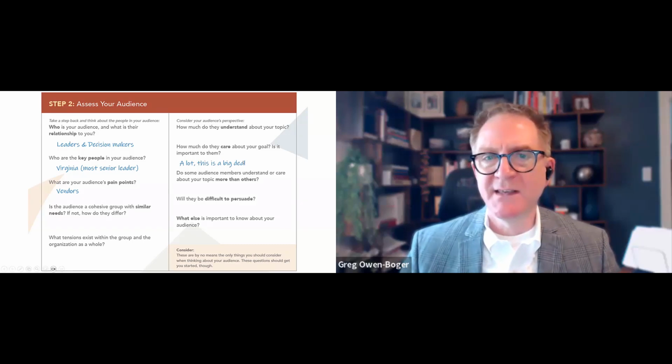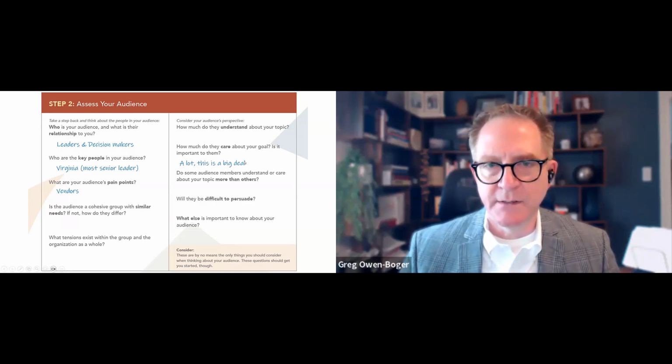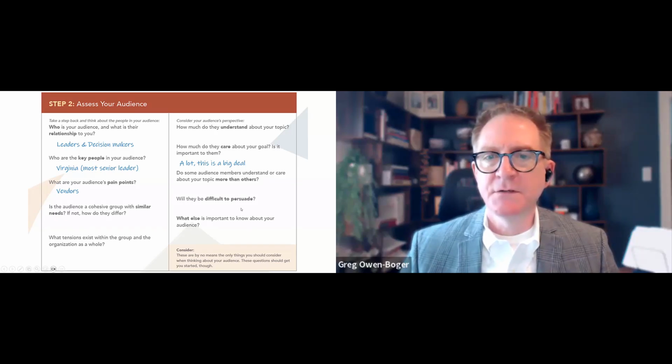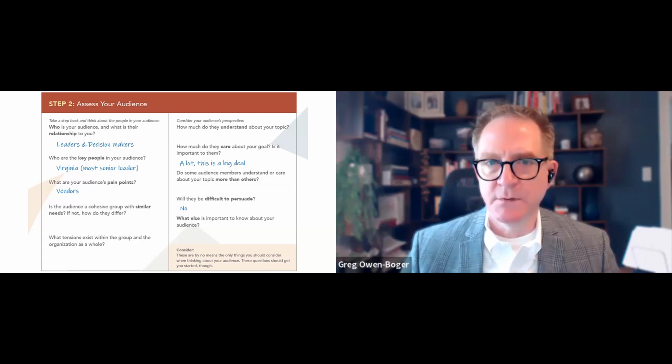Moving over here, how much they care about the goal. This is a big deal. This is a very, very big deal. They care a lot. Are they going to be difficult to persuade? No, but I do need to make them feel comfortable.